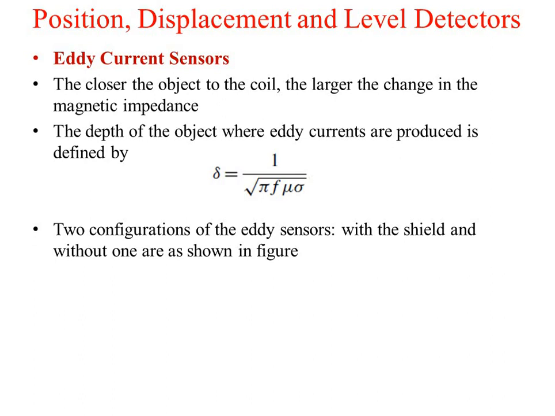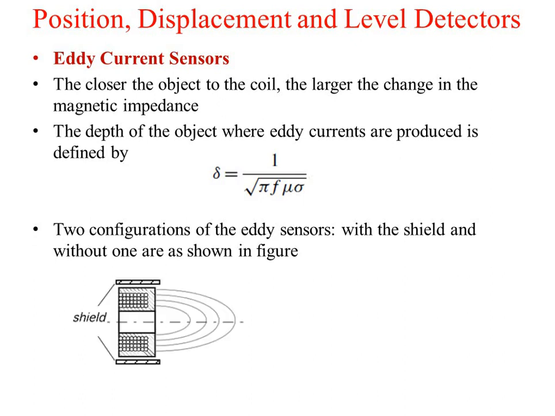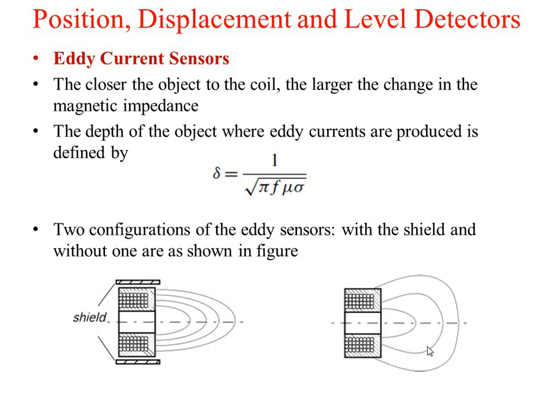The two configurations of the eddy sensors are possible. The first one is with the shield, and the second is without shield. If it is with shield, the results are different, and if it is without shield, the results are different. You can see that if the coil is shielded, then the interference is not there, and the magnetic field associated with it is a directed one. If it is not shielded, you can see that it is scattered. So this is the difference between shielded and non-shielded.